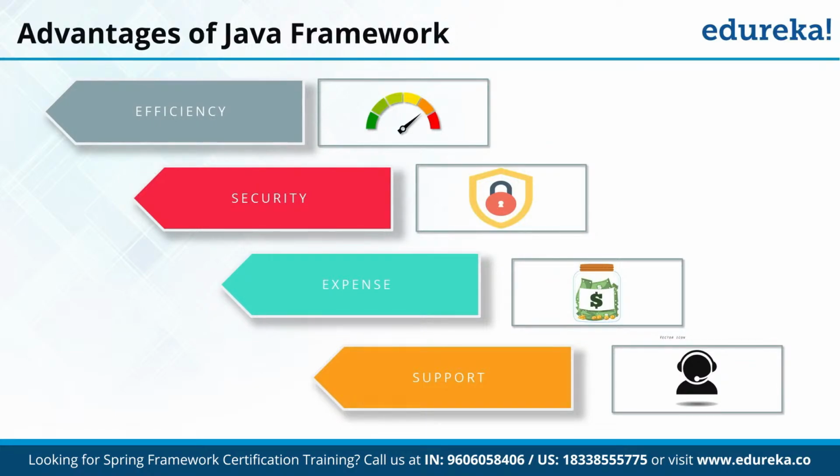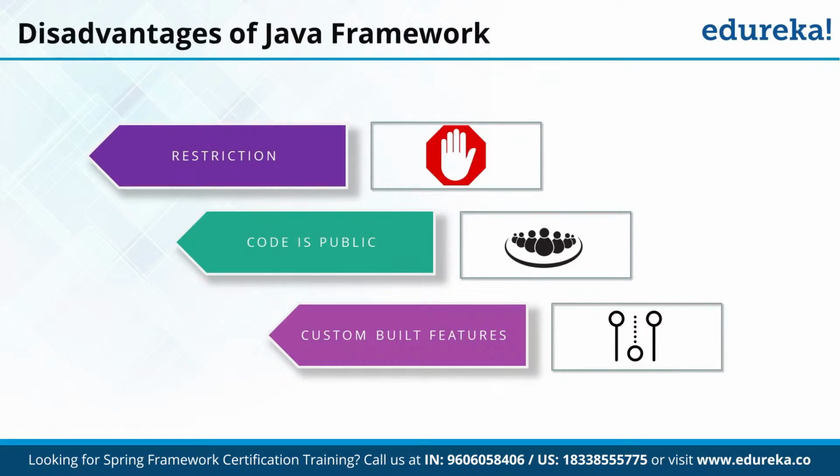There are also various disadvantages associated with Java frameworks. Number one is restriction, then the code is public, and finally the custom build features. Let's understand these points. We are restricted to use an API the way it is. You can't modify it. If you want to use an API in your own different way, you can't do that. We are restricted to use the same API.